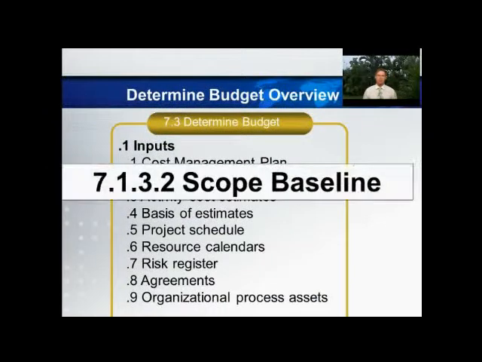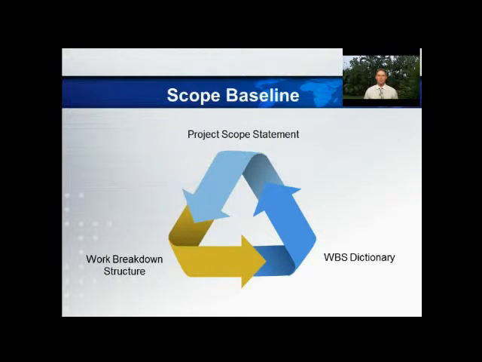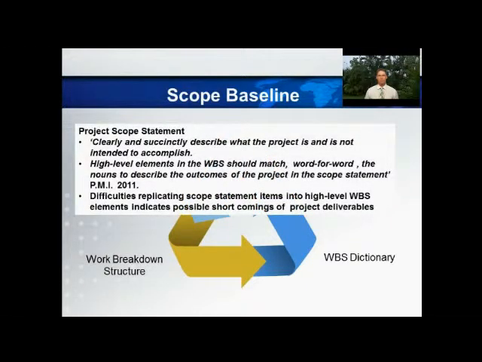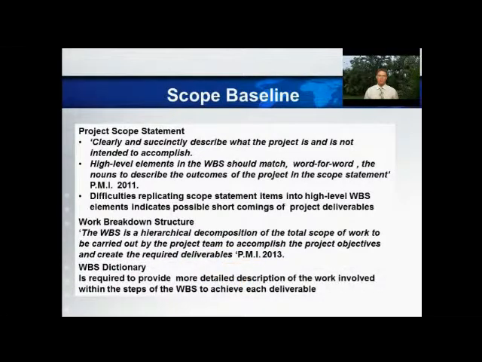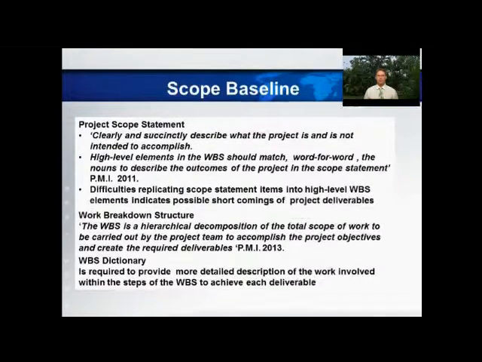The second input is the scope baseline, comprising of 3 parts. A scope statement clearly outlines what the project is and is not to achieve, repeated directly from the project scope statement. A hierarchical structure of WBS with a WBS dictionary is to follow, detailing the work within each deliverable.